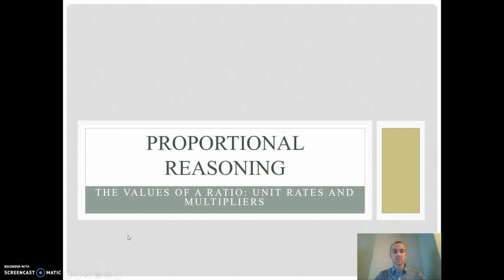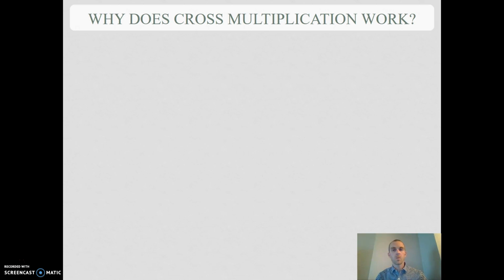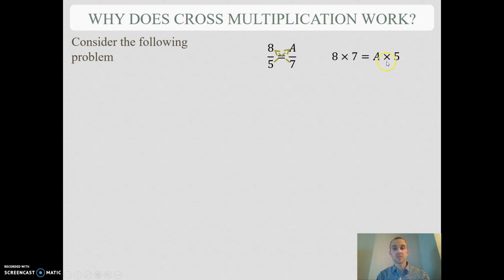In this video, we'll discuss the values of a ratio through unit rates and multipliers. Now, one of the questions that's often asked is, why does cross multiplication work when you set up a proportion? For example, if we look at this problem, 8/5 equals a over 7. We know that we're going to multiply our denominators diagonally on both sides, and that we would end up with 8 times 7 equals a times 5.